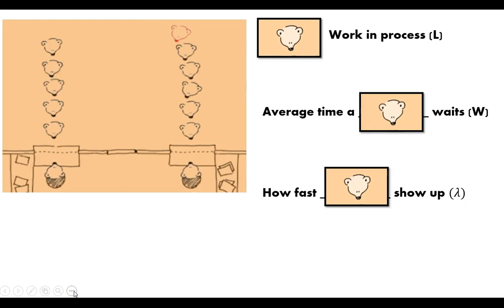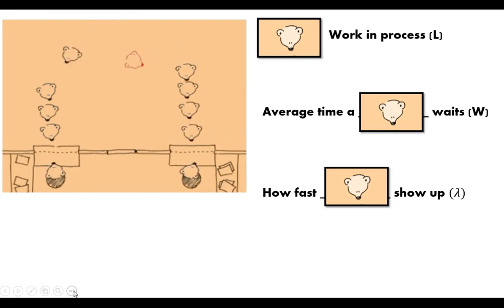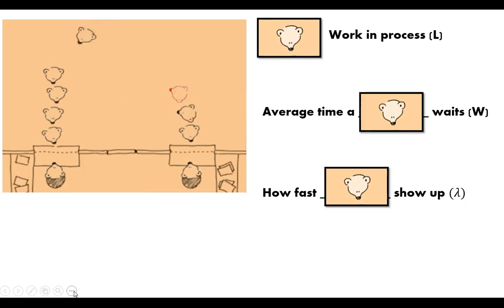So keep that in mind as we go through the rest of this video: you've got a series of bears waiting in line, an average number of bears waiting in line, an average number of customers, an average number of work in process. There's an average amount of time that a bear waits. If we were to randomly pick a bear and set a stopwatch to this GIF, there would be a certain amount of time it takes for them to get through that system. And we could calculate that just like in any type of process, as well as how quickly these bears actually show up.